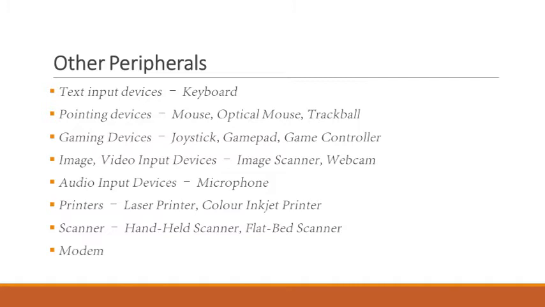Then we have the audio input devices, especially the microphone. The microphone is an acoustic sensor that provides input by converting sound into electrical signals. Then we have the printers. Basically we have two types of printers. The first one is the laser printer, the second one is the color inkjet printer. Then regarding the scanner, we have the handheld scanner and also the flatbed scanner.